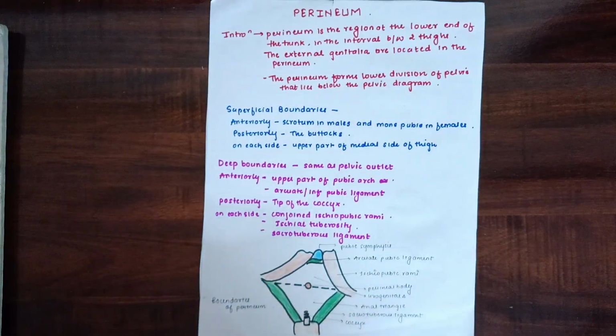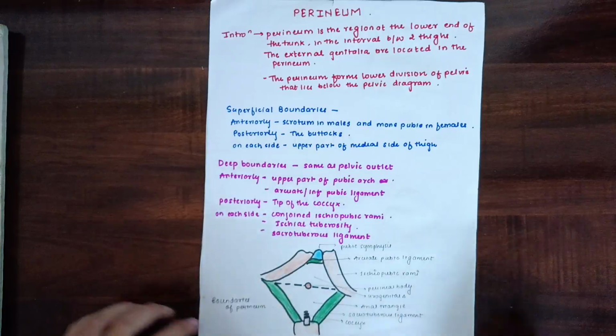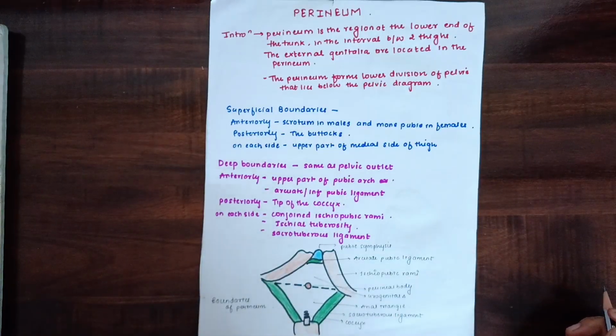I am going to upload the whole syllabus of anatomy, including upper limb, lower limb, thorax, abdomen, pelvis, as well as CNS. I have already started with the lower limb session and I have completed it. Our today's topic is perineum, which is a part of abdomen and pelvis session. So let's begin with the introduction.